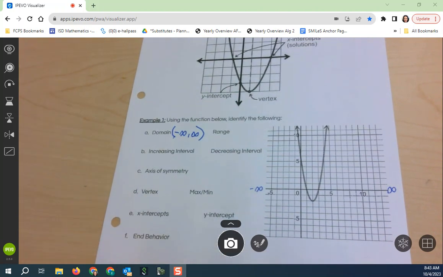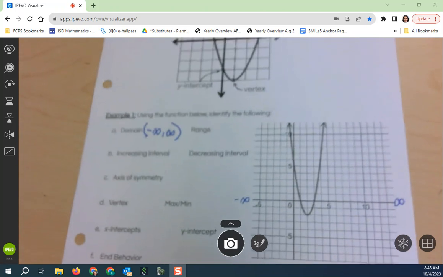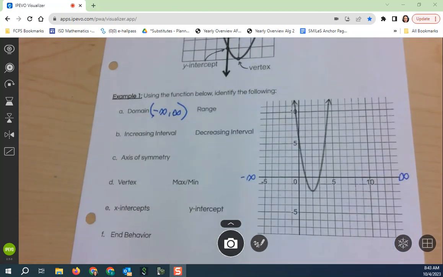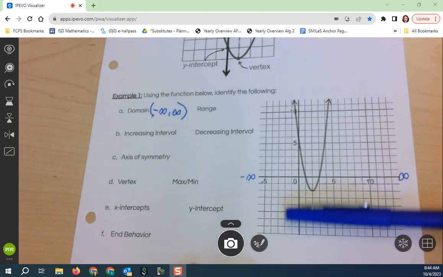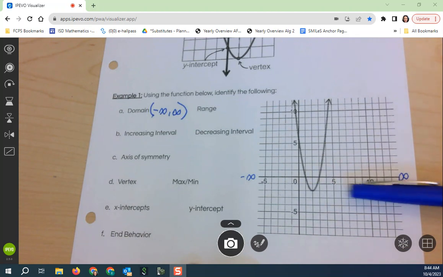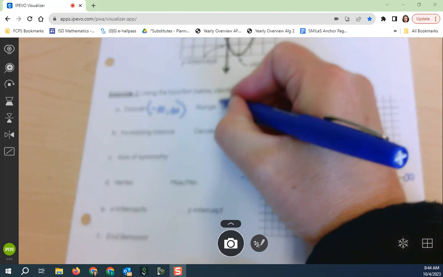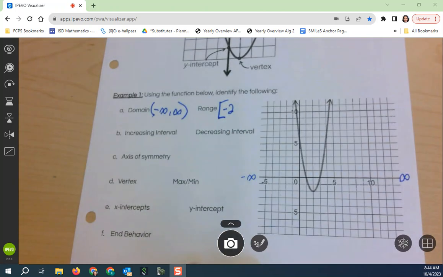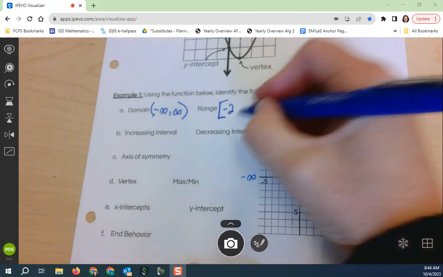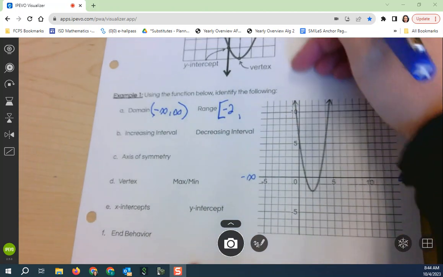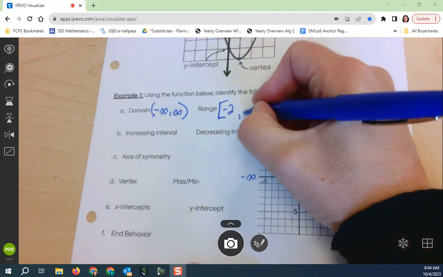All right, but the range is different. Sometimes our range is negative infinity to infinity, but never for parabolas. That's never the range for a parabola. So in this case, we have what smallest y value? Yeah, so our range starts at -2. And to include the -2, make sure you put a square bracket on it. And then it keeps going all the way up to what? Infinity. Well done.